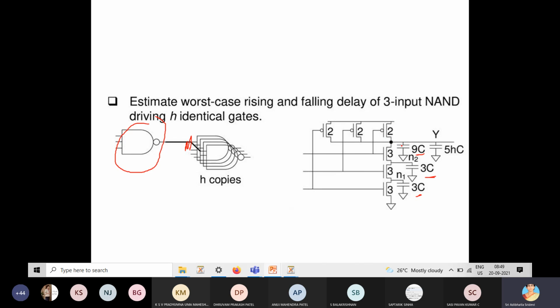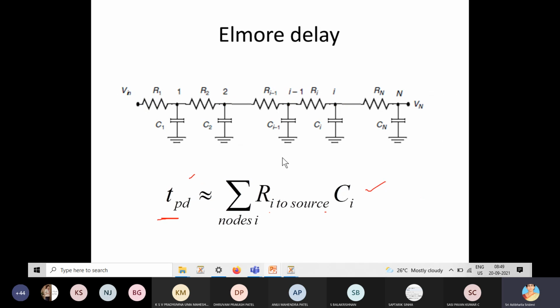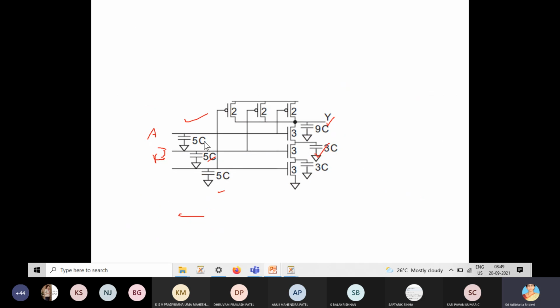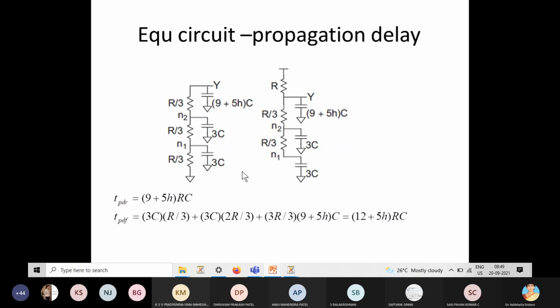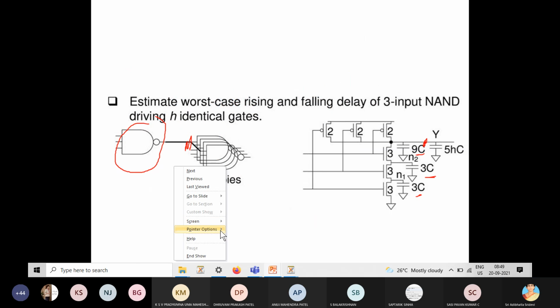And then at the output, what we have connected? H copies of the same NAND gate. So what is the input capacitance of a 3-input NAND gate? We know it's 5C, right? For each input, its capacitance is 5C. So how many such NAND gates are there? H copies. So what will be its load capacitance? 5C into H. So that is the equivalent circuit.